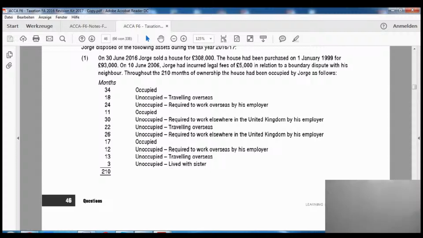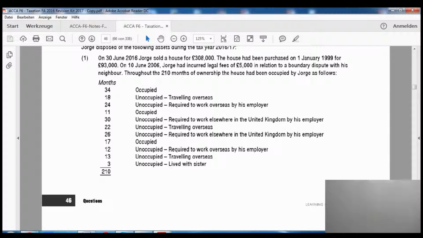After that, it says 26 months unoccupied, required to work somewhere in the United Kingdom by his employer. So he's required to work elsewhere in the United Kingdom for 26 months. Previously, 30 months. So altogether, 30 plus 26, 56 months. We are only allowed 48 months. So we'll take 8 months out of that, and that will be chargeable as well. So 8 more months will be chargeable. After that, it says occupied, 17 months of actual occupation. So you don't have to worry about that anyway.